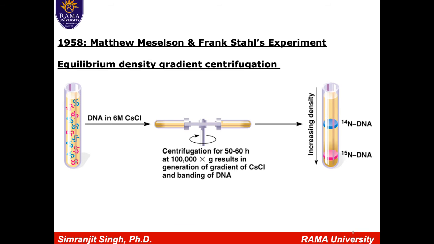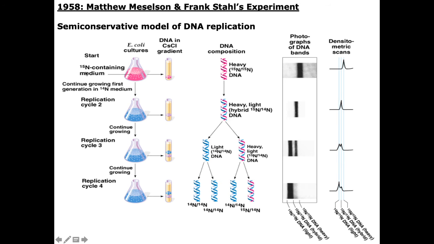Then they discovered the reason behind it. Initially, to start the experiment, they had this 15N containing medium, this pinkish color, and the cesium chloride gradient. What they found from the DNA bands and the densitometric scans is that most of them were 15N, 15N DNA. Both strands belong to 15N.